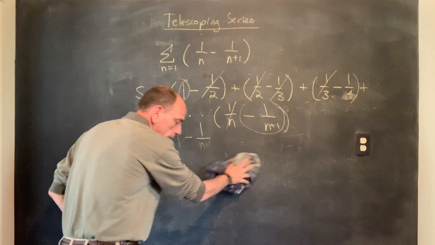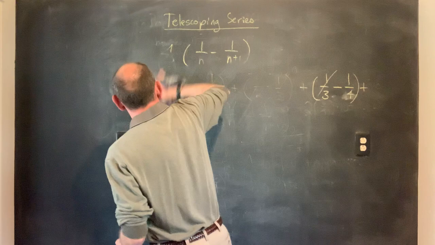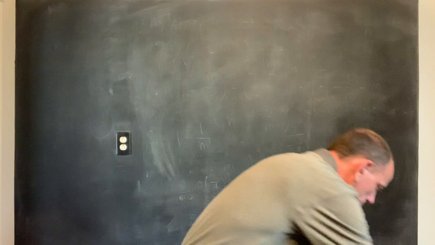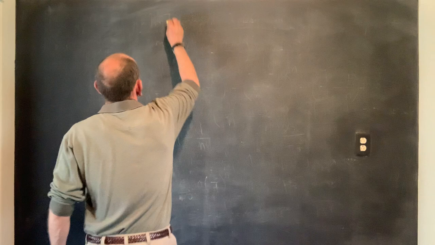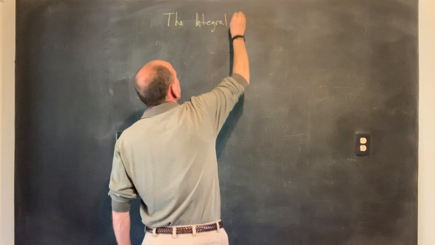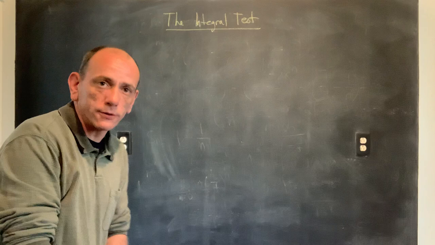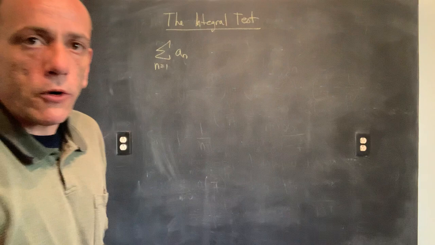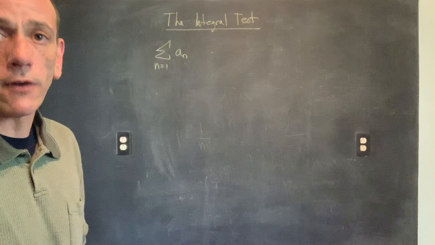Nice. So we've talked about geometric and telescoping. Let's talk about p-series. But in order to do that, we also need the integral test. So let's talk about the integral test. On the integral test, again, we're looking at a series, n equal 1 to infinity of a sub n. And in order to use the integral test, I want there to be some function. So there exists some f of x.